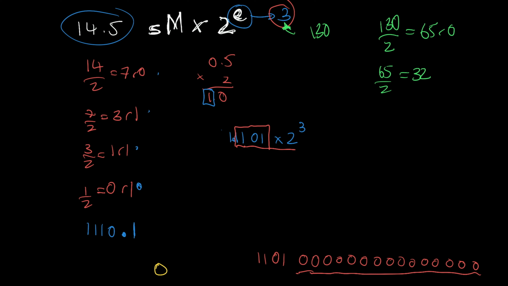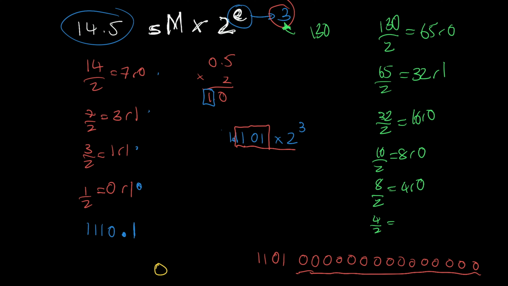2.5. 32. Remainder 1. Okay. Now it should get easy. 32 on 2. Quick maths. 16. 16 remainder 0. 16 on 2. 8. 8 on 2.